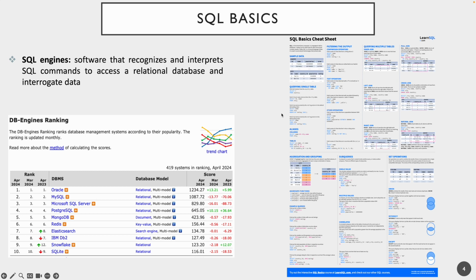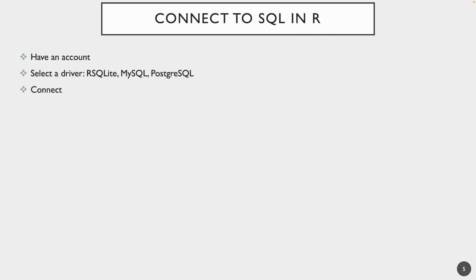The table on the right-hand side is the fact sheet for almost all the SQL basic syntax. For example, we can always query from a single table by using select star from the table, and we can also select the columns or the fields from the table. Later we will use this basic syntax to demonstrate how to interact with SQL from R by using the DBI package.